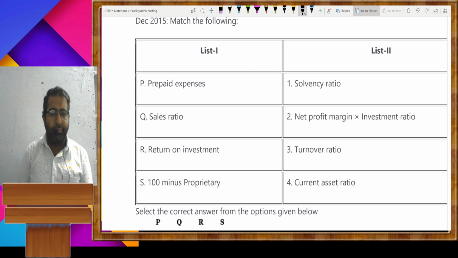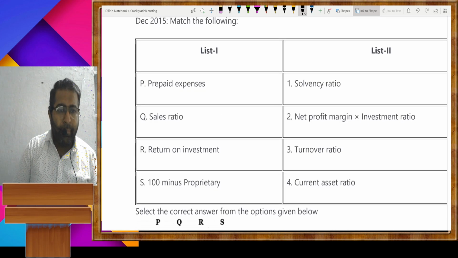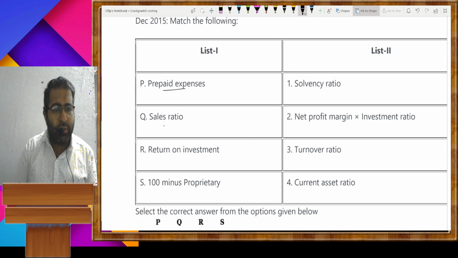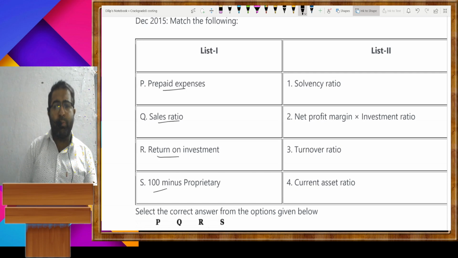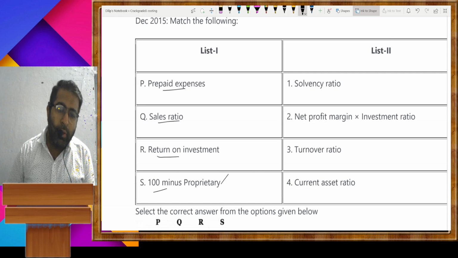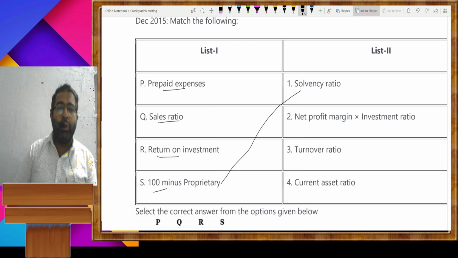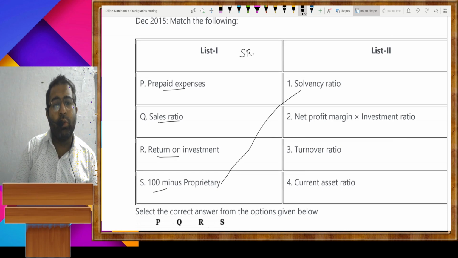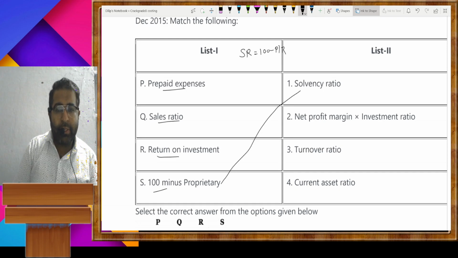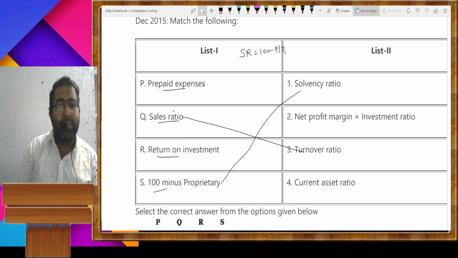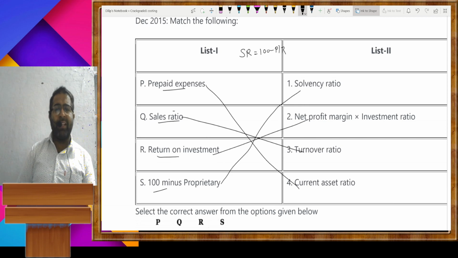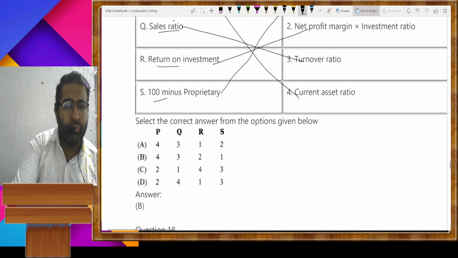Tell me. Prepaid expenses, sales ratio, return on investment, 100 minus proprietary ratio. It is solvency ratio. We know that solvency ratio equals 100 minus proprietary ratio. Okay. Sales ratio is a part of turnover ratio. Prepaid expenses come under the type of current ratio, and obviously return on investment is net profit margin multiplied by investment ratio.